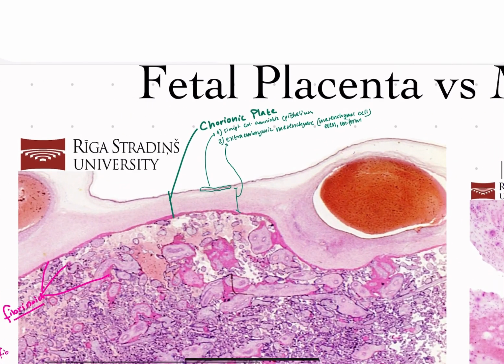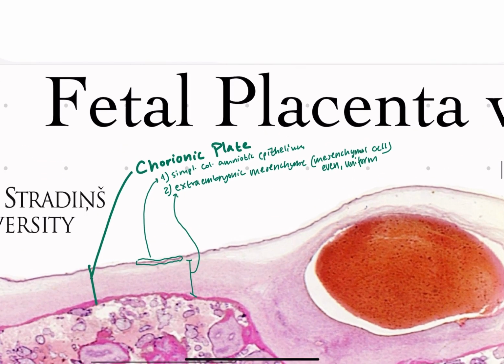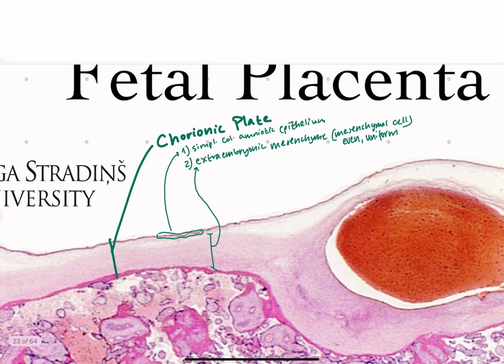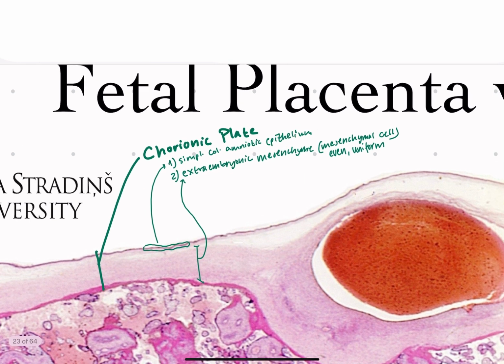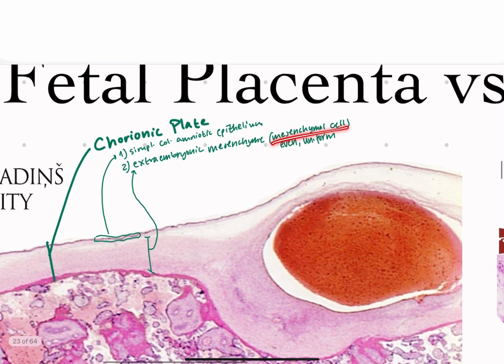Now, the pink part of the fetal placenta is known as the chorionic plate. And the chorionic plate is split into two parts. First, the border, which we all know and love, the signifier known as the simple columnar amniotic epithelium, of course. And then all of this pink area underneath, that I called mesenchyme, is known as the extraembryonic mesenchyme. You have to write extraembryonic before mesenchyme, or else you will not get the full points. And these are made up of mesenchymal cells, which look even and uniform, right?